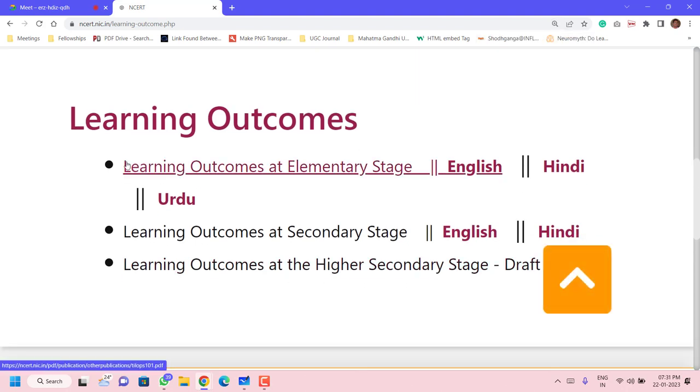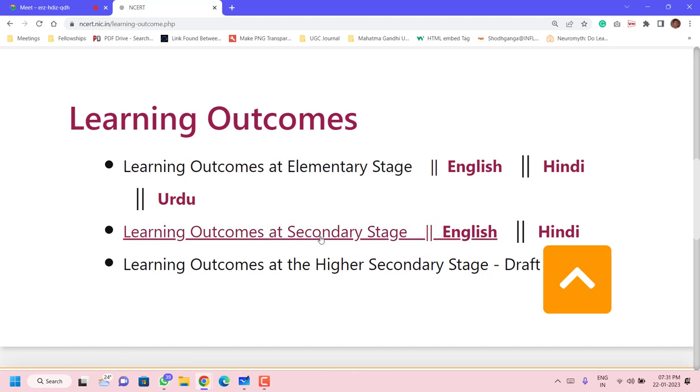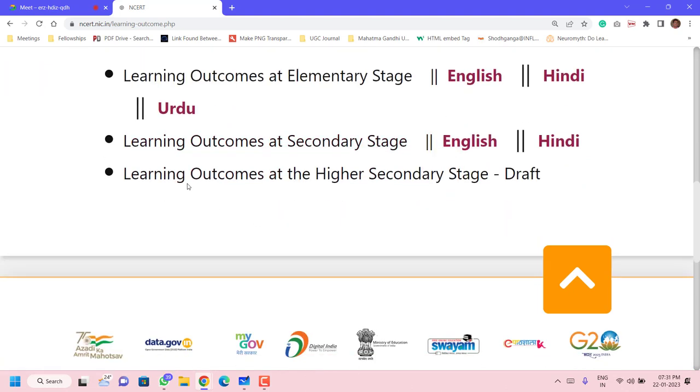So you will find that first is the learning outcome at elementary stage, and it is available in three languages: English, Hindi, Urdu. Second one is the learning outcome at secondary stage, that is for class 9 to 10. And the third one is the learning outcome at higher secondary stage. This is in draft form, but it will be helpful for you, isn't it?